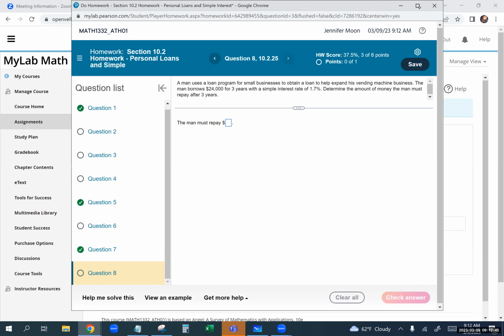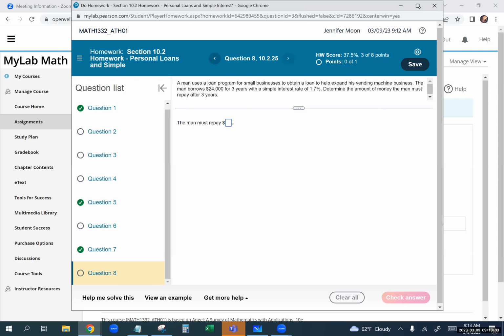So this one doesn't just want the simple interest. It wants the amount at the maturity of your loan in 3 years. You're not just going to pay them back the interest you owe them. What are you going to pay them back? Everything. You're going to pay them back what you borrowed and the interest.